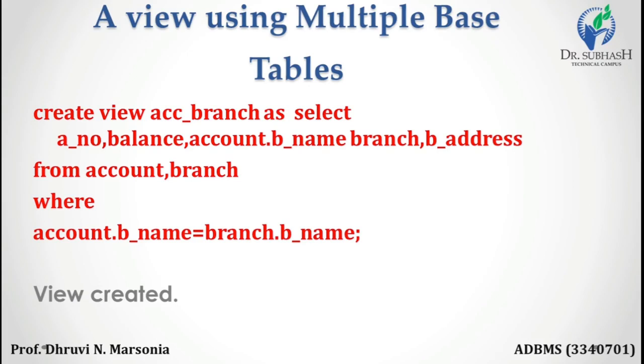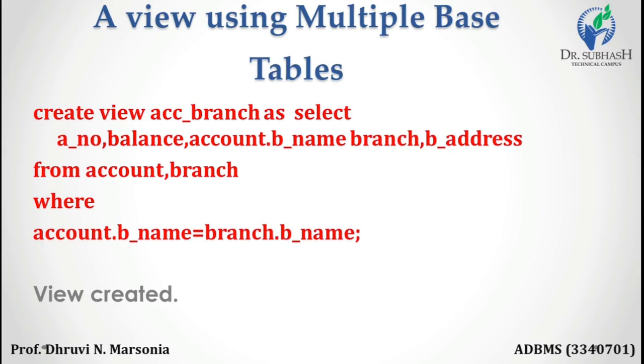I have to select the columns of our two tables: account number, balance, and branch name from the account table, and branch address from the branch table. I compare them with the where clause, so that the branch name is matched in the account table and branch table. This output I want in my SSE_branch view. So the output is view created.